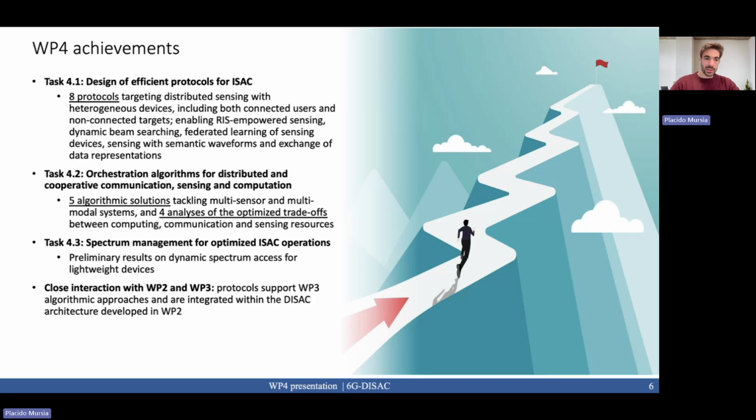So far, we have also kept a close interaction with Work Package 2 and 3, since the network protocols designed here are specific for supporting Work Package 3 algorithmic approaches and are also integrated within the DISAC architecture, which is developed in Work Package 2.